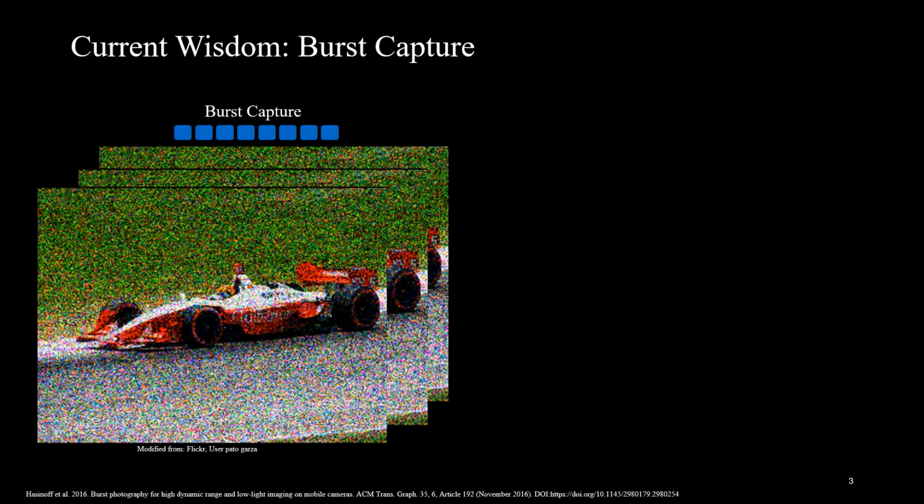The current wisdom on dealing with this blur-noise trade-off is to take a burst capture, where many short exposure images are taken in rapid succession and later merged to get a low-noise, low-blur image. However, you must choose the set of exposure times somehow, which may require knowledge of scene motion and brightness, which makes the exposure times difficult to choose a priori. Additionally, it may be impossible for a single set of exposures to capture all the information of different moving objects.